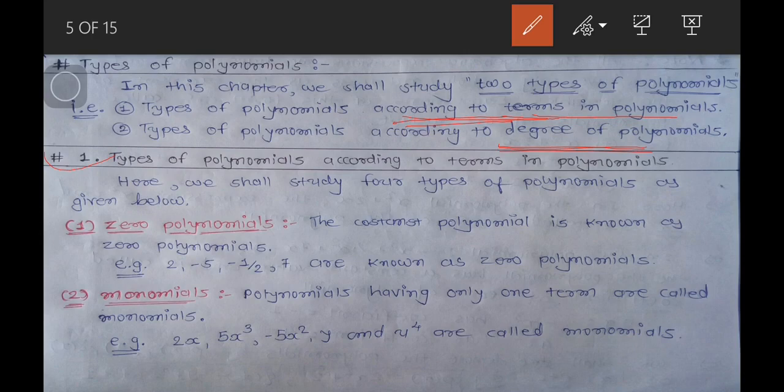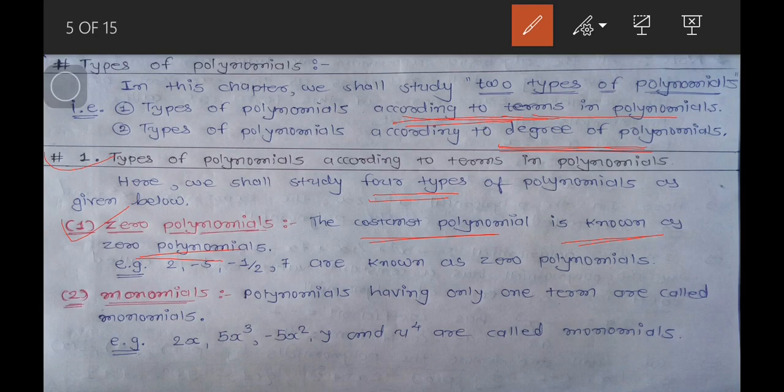Here we will see how many terms are given in a polynomial, and then we describe it as a type of polynomial. Here we shall study four types of polynomials as given below. The first one is zero polynomial. How can we say that the given polynomial is a zero polynomial? The constant polynomial is known as zero polynomial.